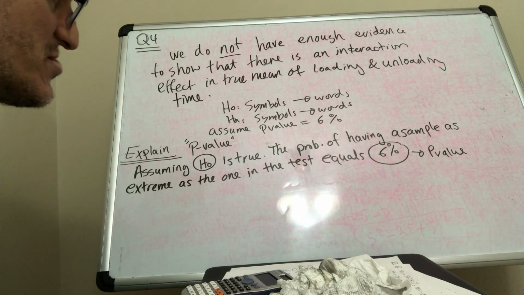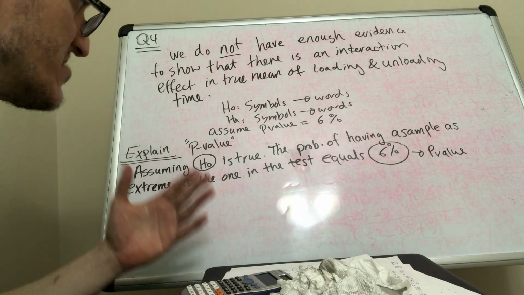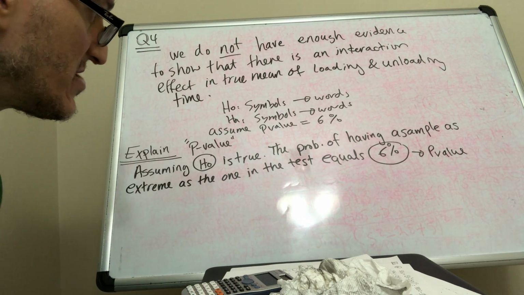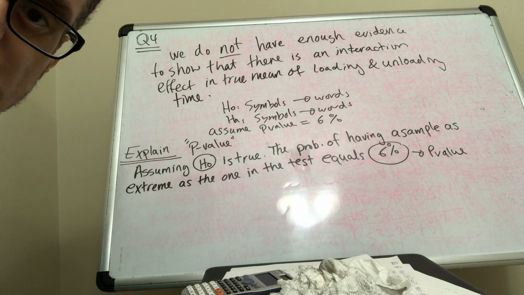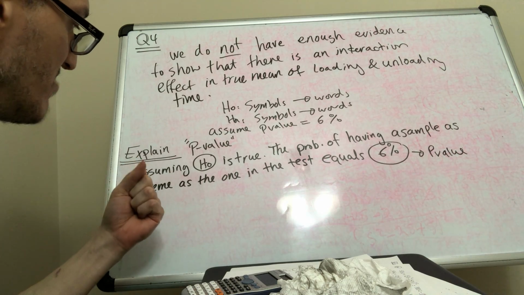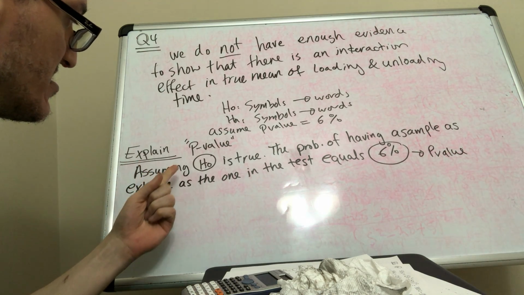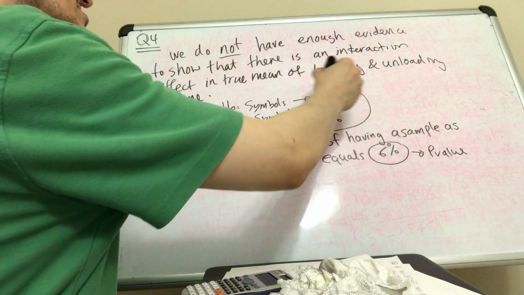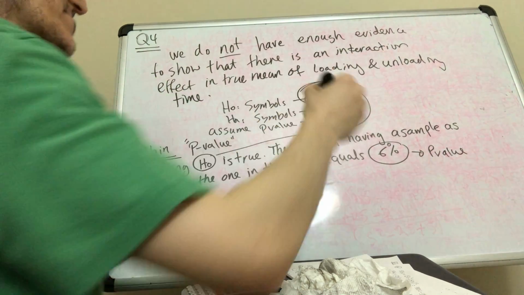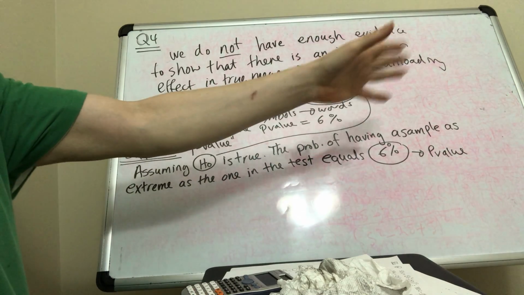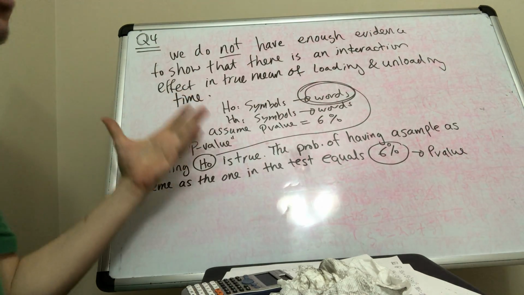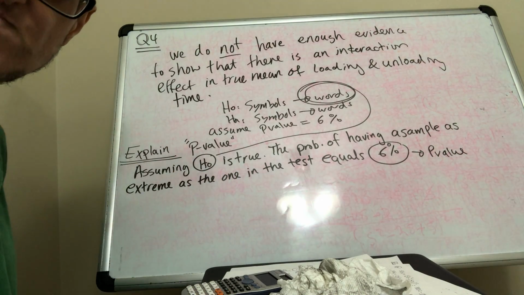So if you're asked to explain the p-value, this is what you say. Assuming H0 is true, probability of having a sample as extreme as the one in the test equals whatever the p-value is. But instead of saying H0, say what H0 is in words. Assuming that the true mean, whatever. So you have to say what this is in words when you explain the p-value.